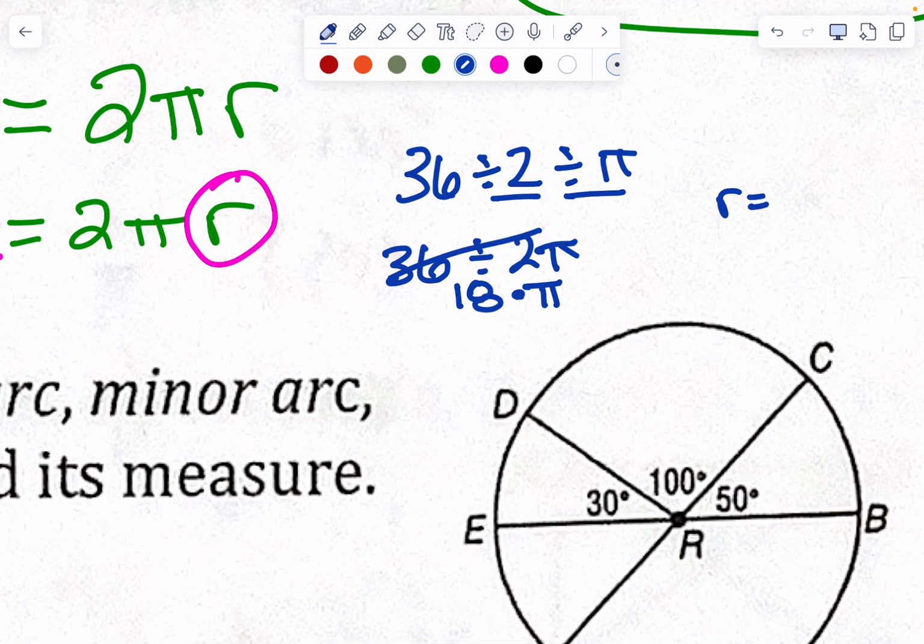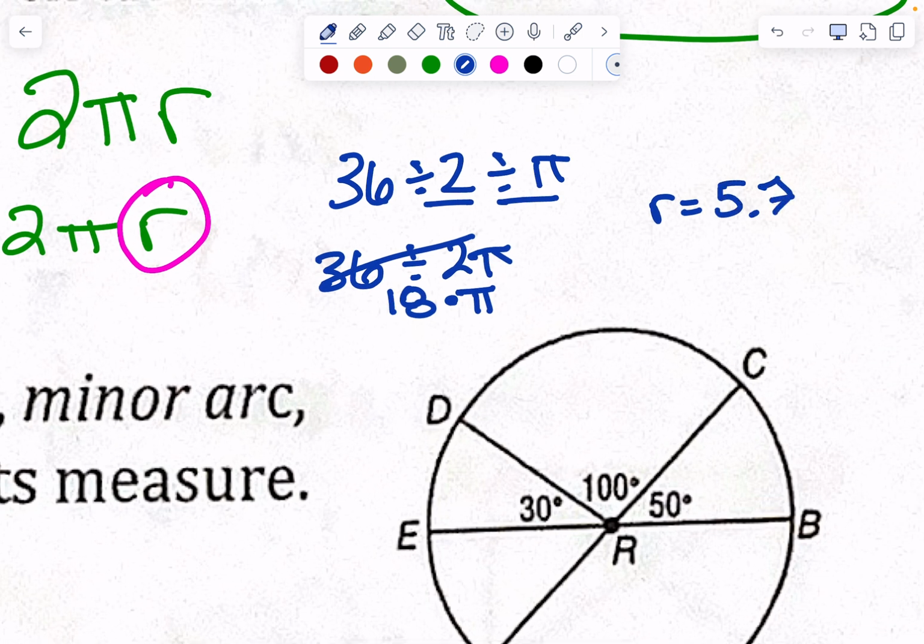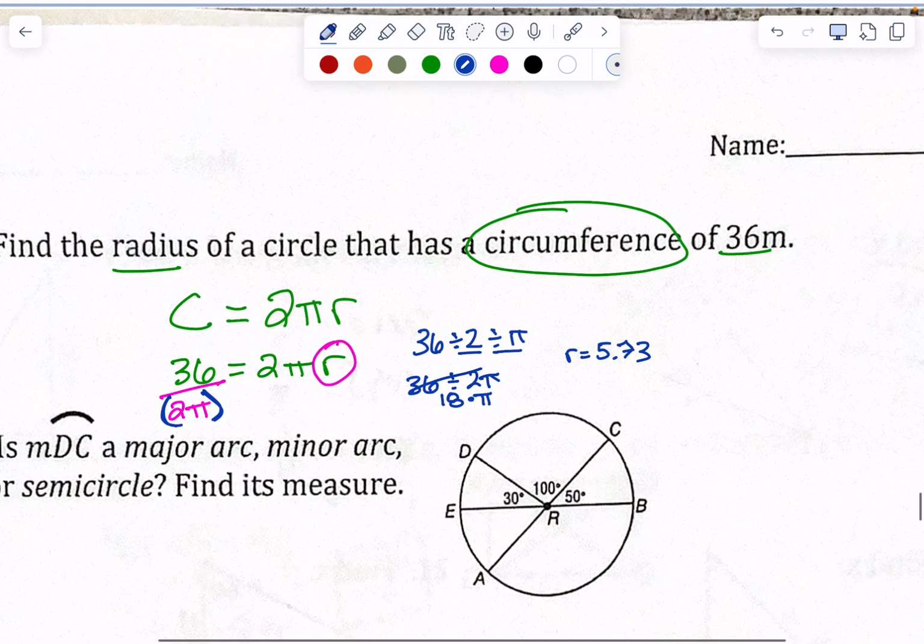The next one's kind of dumb. You get 5.73, and that is in meters.